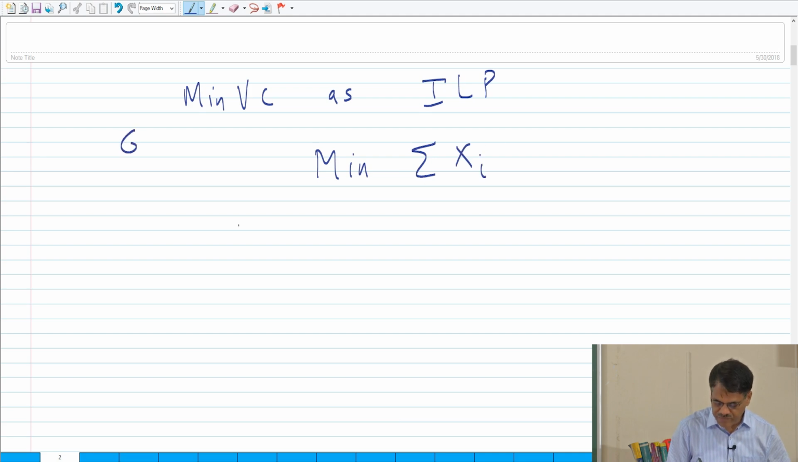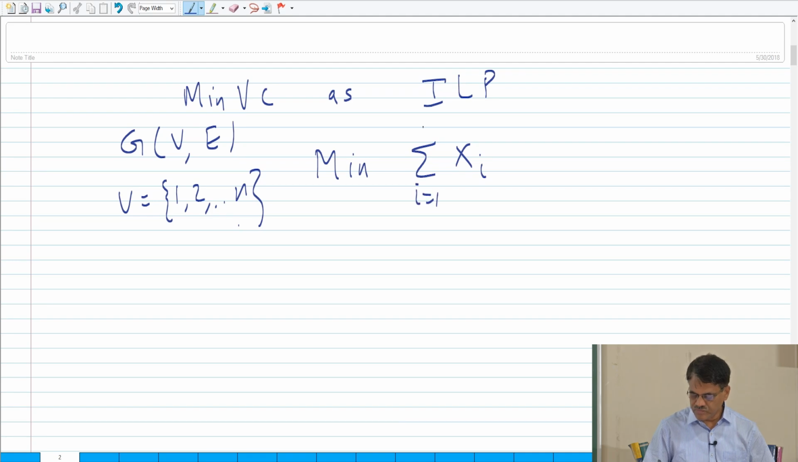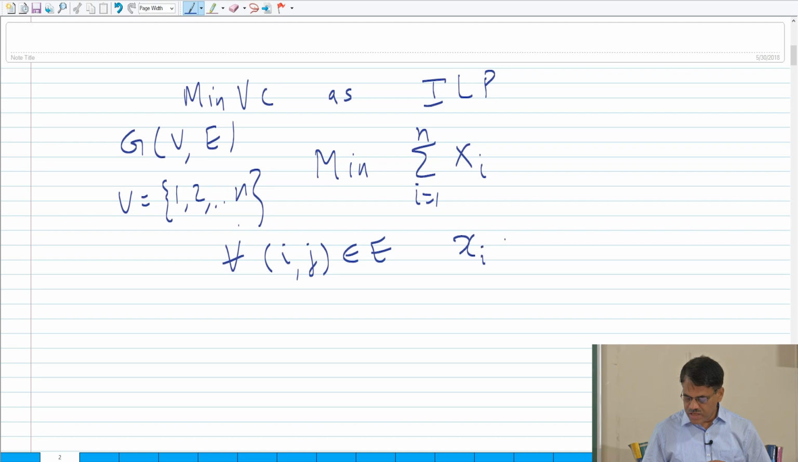So, my graph, and let us say v is 1 to n. Then I want to minimize summation xi. I want to minimize the number of vertices I pick into the solution. What is the constraint? xi plus xj. What are i and j? For all (i, j) in E, what do I want? xi plus xj is greater than or equal to 1, right.